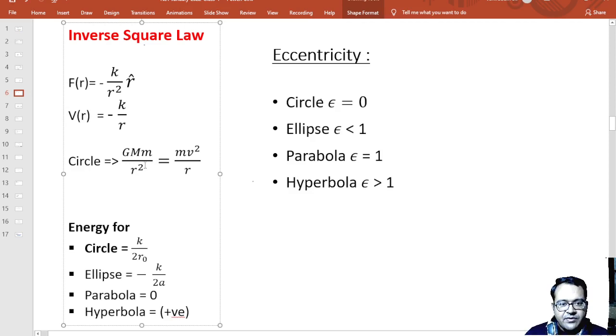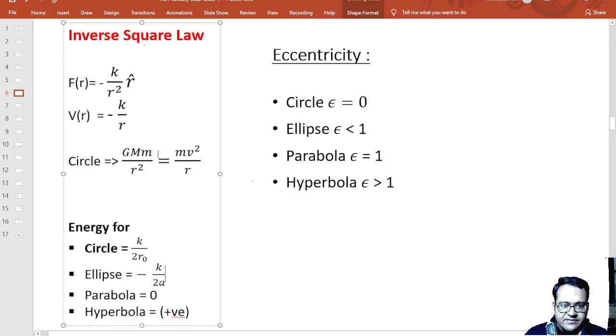If the circular orbit is there, just a reminder that for circular orbit, as we discussed in the last class, the force should be equal to mv square by r. We will have some important results first. As we know, the energy for the inverse square law in a circular orbit is minus k by 2r naught. Sorry, elliptical orbit, this is minus k by 2a.